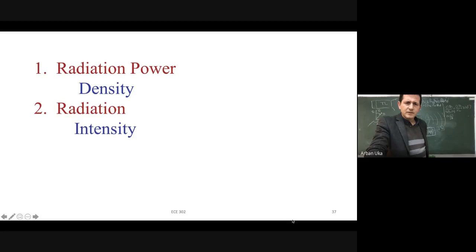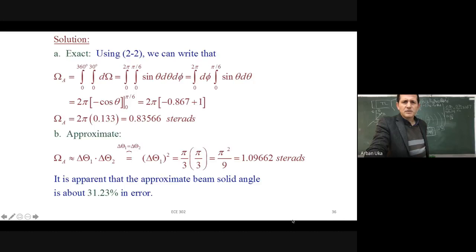Now, by the way, you can also do this example in here, especially the first part. You may try to integrate the angle theta from 0 to pi, and the angle phi from 0 to 2 pi. And if you do this calculation, you're going to find 4 pi steradians.